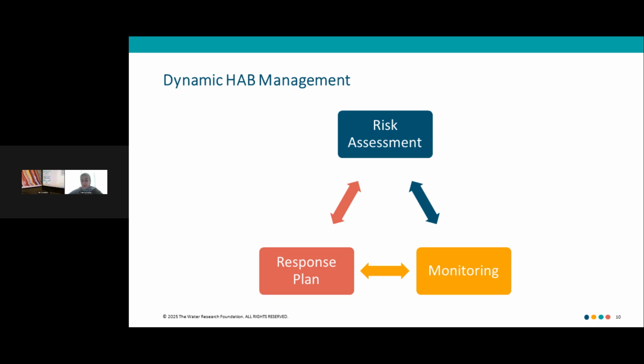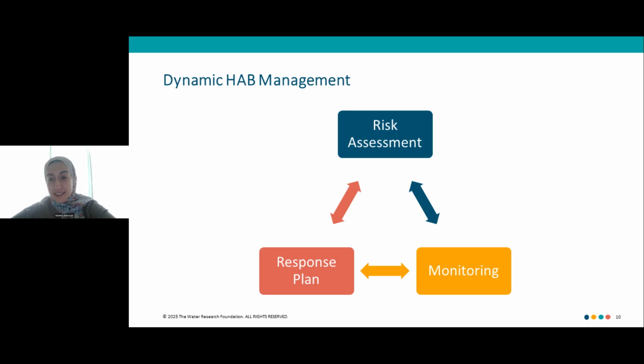Before I go on, I want to grab your attention that when we talk about managing dynamic harmful algal bloom management, it's important to recognize that this process is not a static one. It's not a one-time process, but a continuous and evolving cycle. And at the core of that cycle, we recognize that risk assessment is a very important part, but it's not a one and done task.